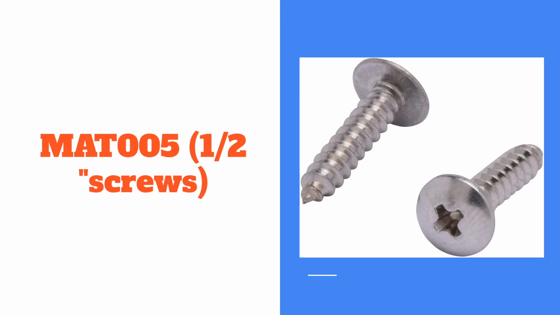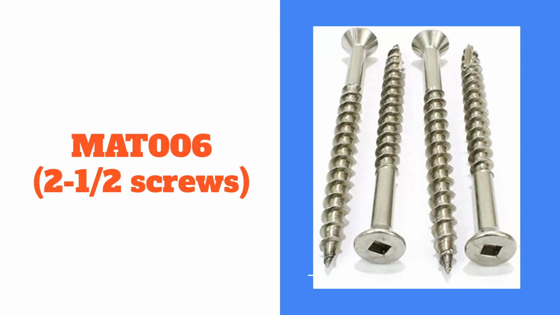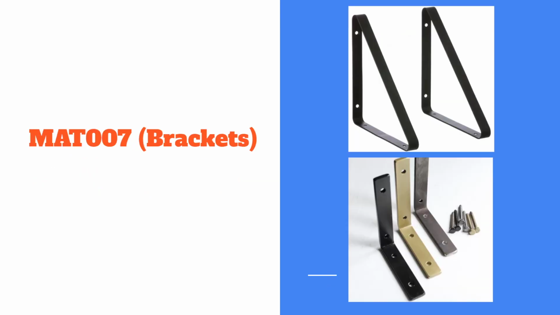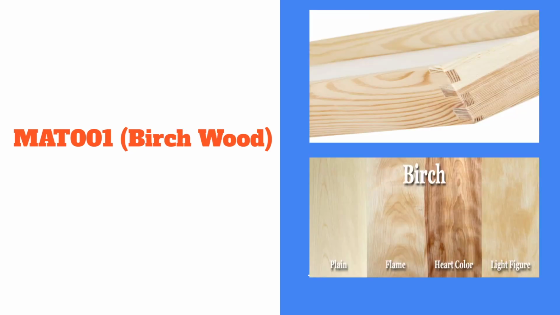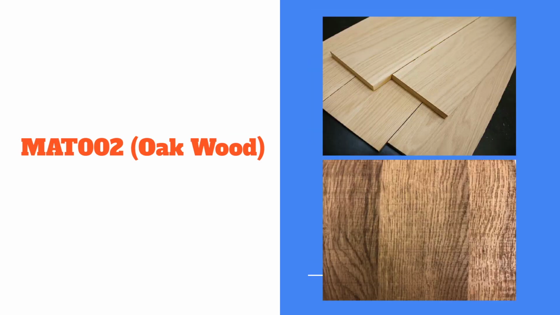In the same way, in the second position we find the two one-half screws because they are used to assemble the shelves. In the third position, we find the supports because they make up the main skeleton of the shelf. In the fourth and fifth position, we find the birch and oak wood respectively because they are the base material for the construction of the shelf.